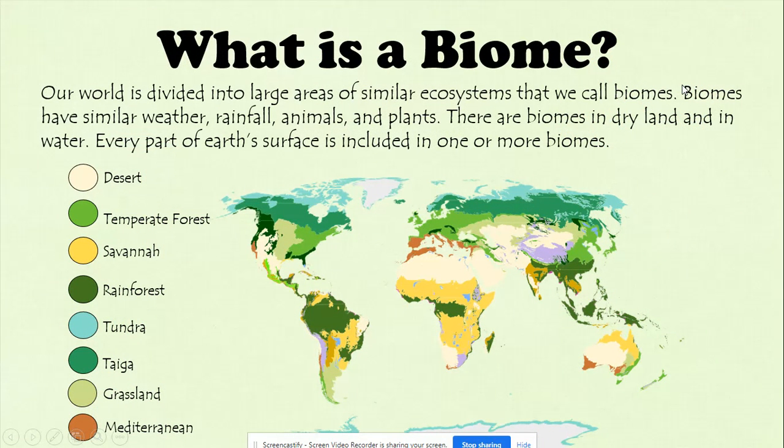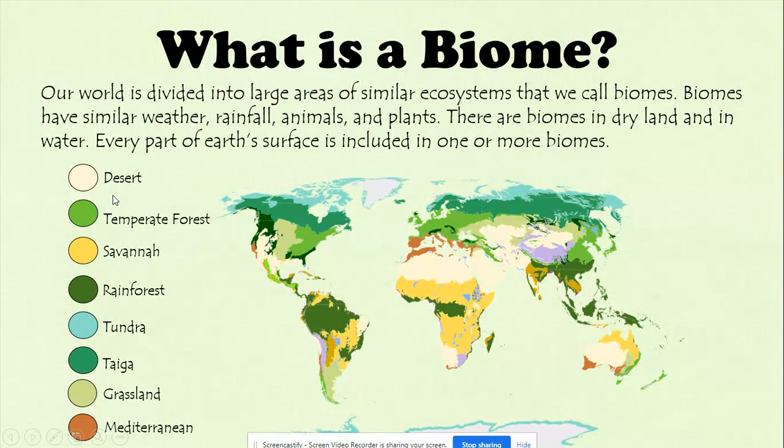So what is a biome? Our world is divided into large areas of similar ecosystems that we call biomes. Biomes have similar weather, rainfall, animals, and plants. There are biomes in dry land and in water. Every part of Earth's surface is included in one or more biomes.